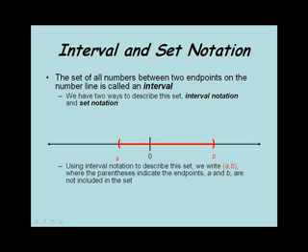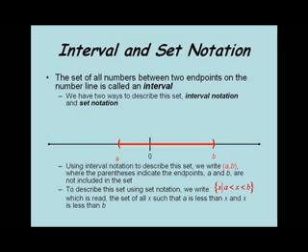Using interval notation to describe this set, we write parentheses A, comma, B, close parentheses, which is read the set of all numbers from A to B, not including A and not including B. Parentheses indicate the endpoints A and B are not included in the set. It's important not to confuse this with the point (A, B) on the XY axis. When we're using interval notation, we're simply describing all the numbers between two endpoints on the number line.